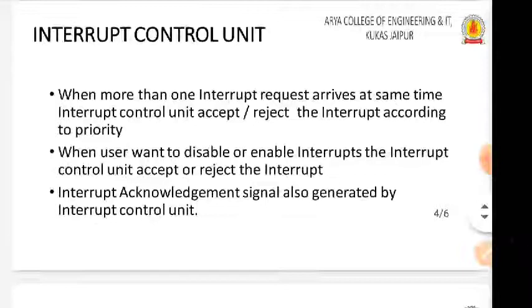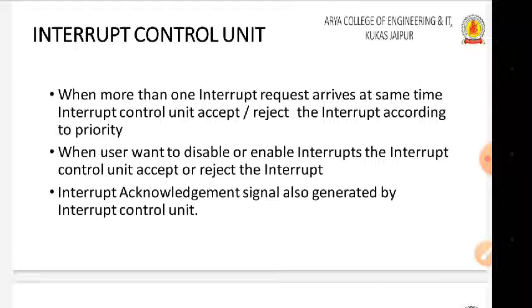Working of the interrupt control unit: when more than one interrupt request arrives at the same time, the interrupt control unit accepts or rejects the interrupt according to priority. There is a priority set. TRAP has the highest priority, after that 7.5, after that 6.5, 5.5, and INTR has the lowest priority. Then the interrupt control unit rejects the lower priority interrupt if 2 or more interrupts come at the same time.